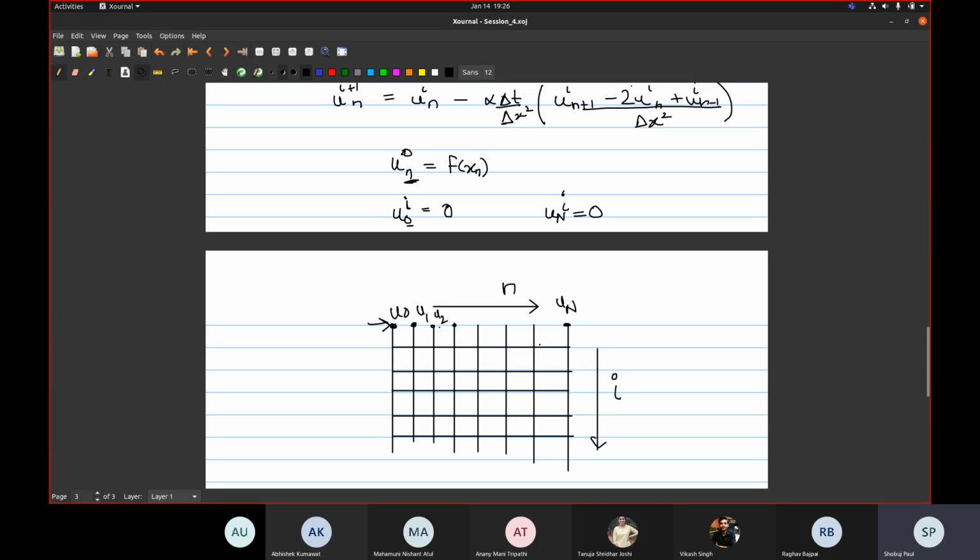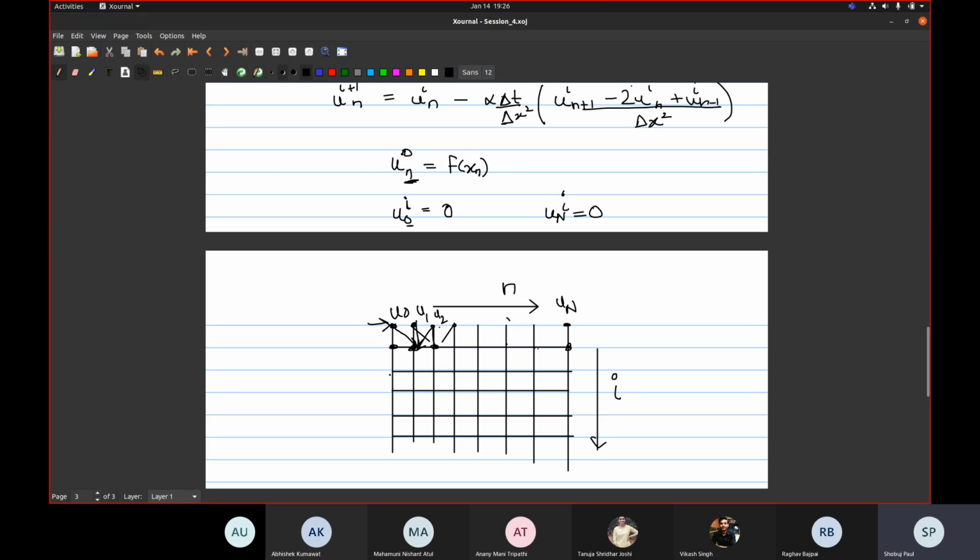Now I need to find these values. How do I find these values? I know that this first value and this last value are 0. Since I know these are 0, now I need to find this value. For this value, what do I need? This is an average of these 3. So I will need the value from here, from here, and from here. And this way I can find this point. Similarly, for this, I can find the value from these 3 points. And like this, I can find all of these. Now I have this whole row.